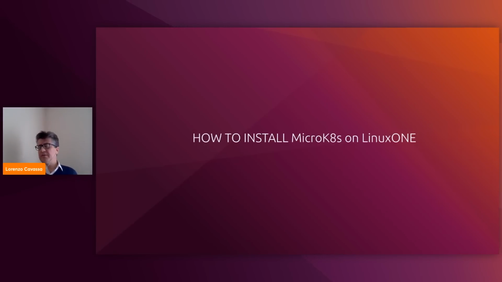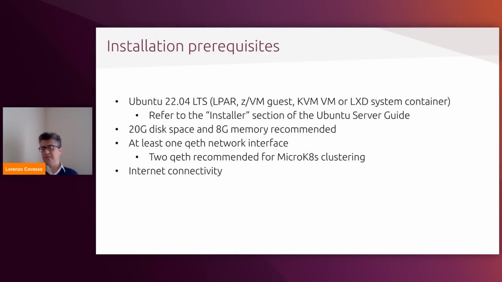How to install MicroK8s on LinuxONE machines? It's really a matter of having Ubuntu installed somewhere: an LPAR, a z/VM guest, a KVM virtual machine, or even an LXD system container. In the Ubuntu Server Guide that Canonical publishes, there is an installer section which drives you to get Ubuntu, in this case 22, the latest long-term release, installed on an LPAR, z/VM guest, KVM machine, or whatever, on your LinuxONE machine.